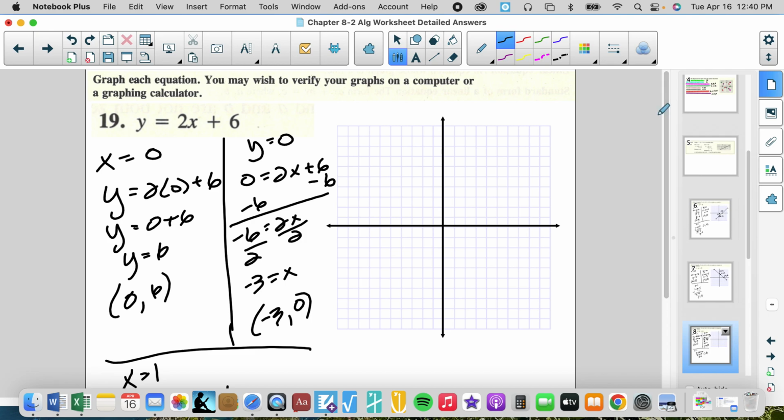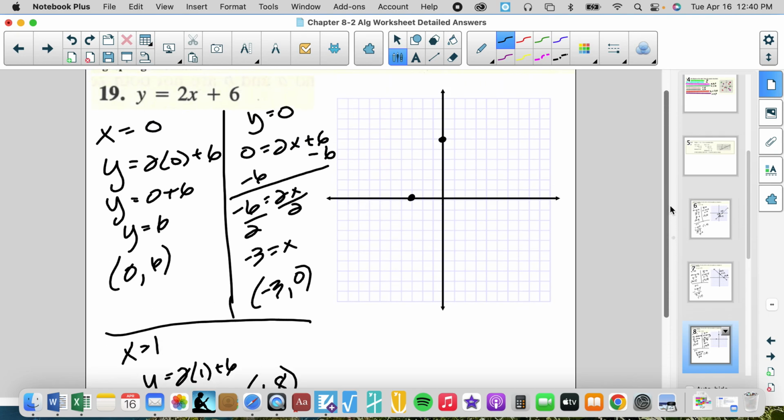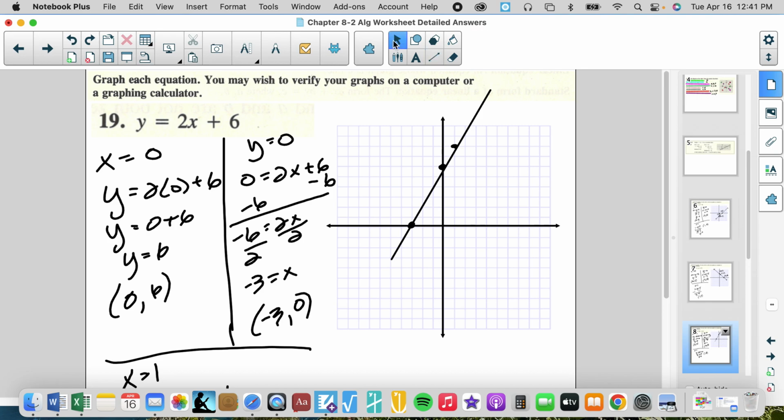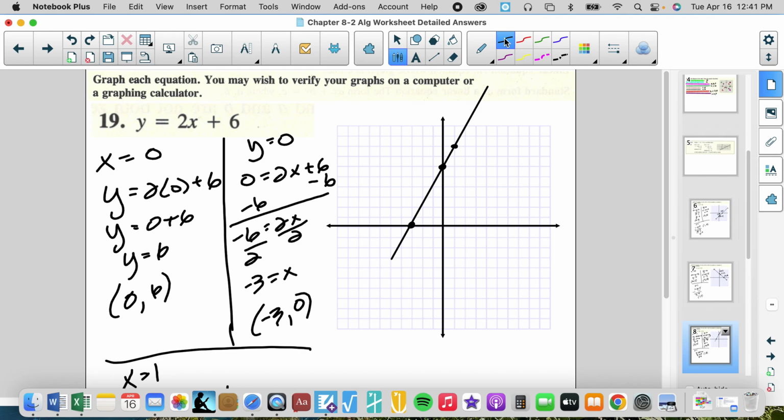So our intercepts, we have 0, 6, the y-intercept. Negative 3, 0, this is the x-intercept. And this point, 1, 8, should lie on this line. 1, 8 is going to be right here. Does that continue in that? If I extended those 2 points, yeah, it does. It should continue along that linear formation. Hence why it's called a linear equation.